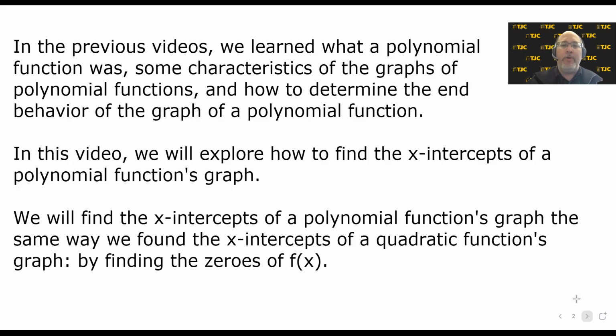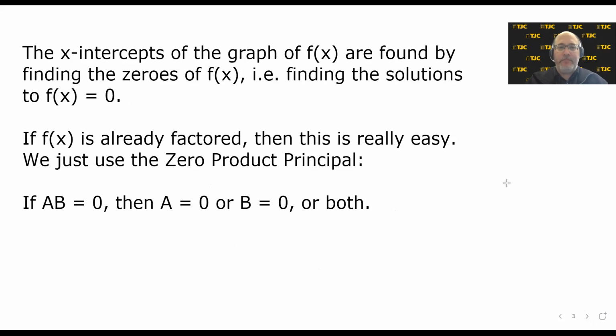In this video, we will explore how to find the x-intercepts of a polynomial function's graph. Now, this is something we've already done. We will find the x-intercepts of a polynomial function's graph the same way we found the x-intercept of a quadratic function's graph, by finding the zeros of f of x. The intercepts of the graph of f of x are found by finding the zeros of f of x. In other words, finding the solutions to f of x equal to 0.